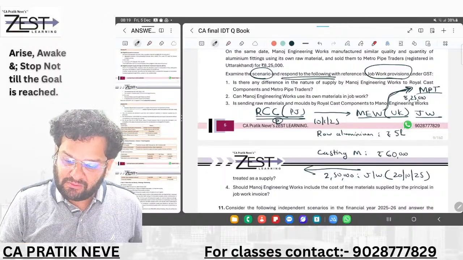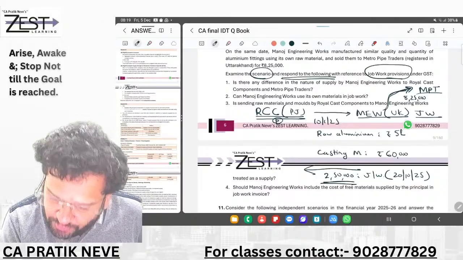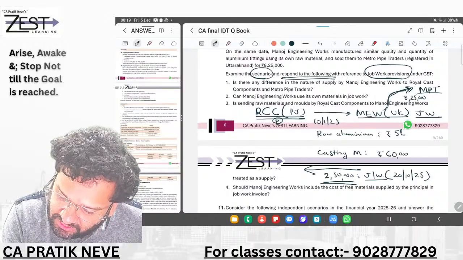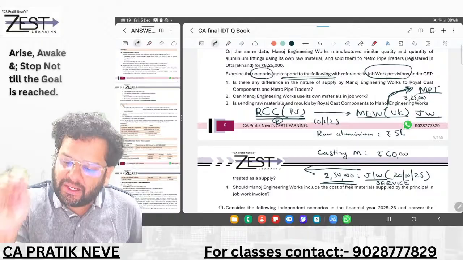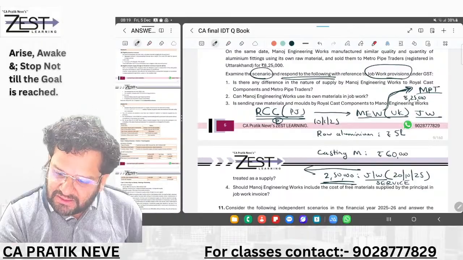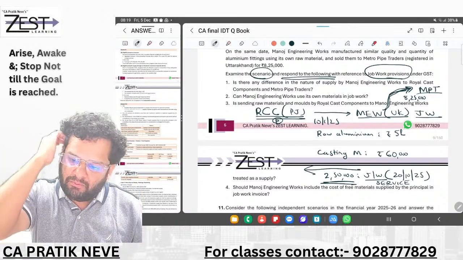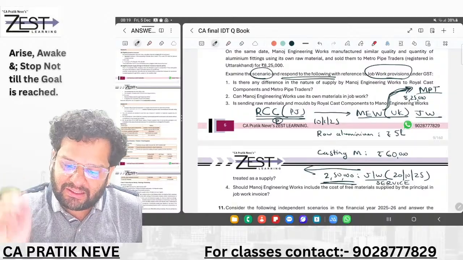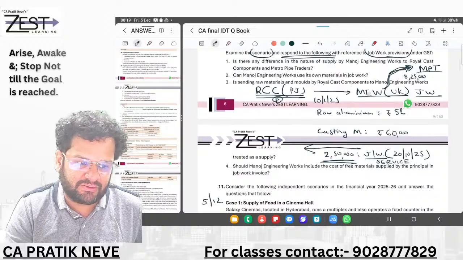Okay. So you will feel, why 825 and why here only 250? See, here only job work service was done. That's why only 2,50,000. But here entire goods were manufactured and sold by MEW to MPT. That's why 8,25,000. So two non-comparable transactions.